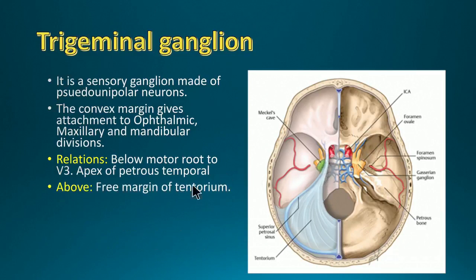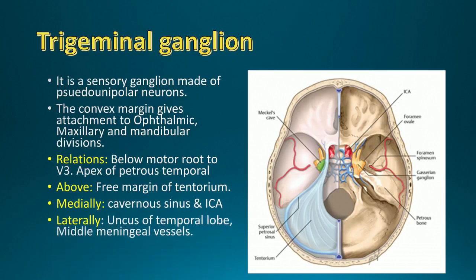Okay, now below the ganglion, you also have the greater petrosal nerve, which will be running below the ganglion, which is actually a parasympathetic branch of the facial nerve. Then medially you have the cavernous sinus and the internal carotid artery. Laterally you have the uncus of the temporal lobe, and of course the middle meningeal vessels. So these are the relations of the trigeminal ganglion.